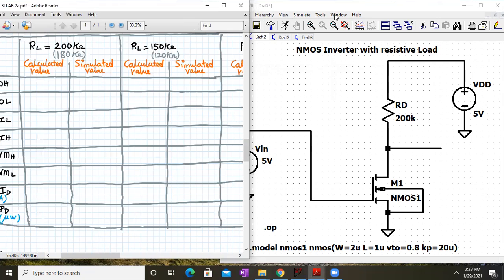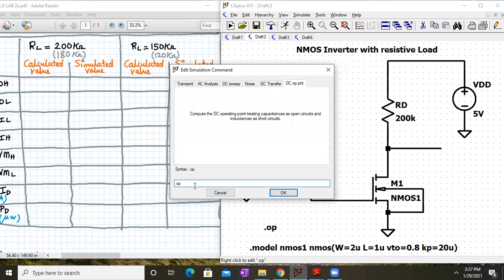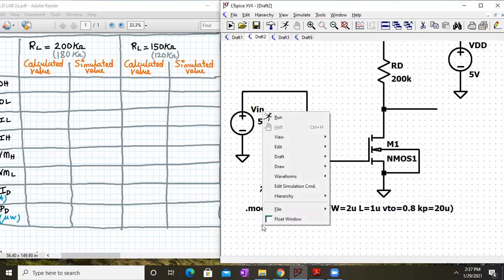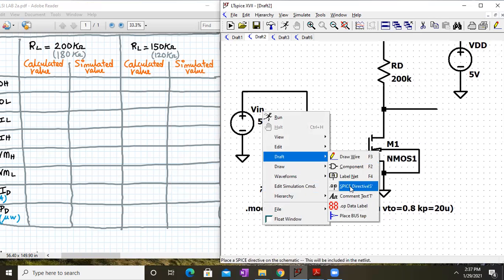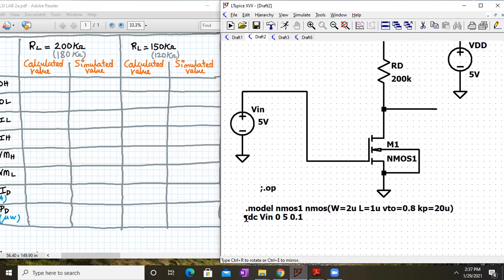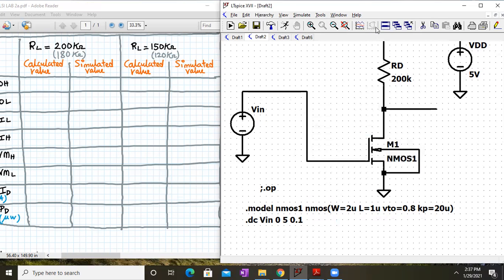Now let's quickly check how to calculate the other values. Now, in order to plot the VTC curve, we can just keep this deactivated, and now we will start writing the statements. Fine. So go to draft, go to spice directive, and we have to vary the value of Vin now. So we will write dot DC Vin, okay, 0 to 5 in the steps of 0.1. That is the value we have to vary, right? So you have to delete this from here because we are varying the value of Vin over here, correct?